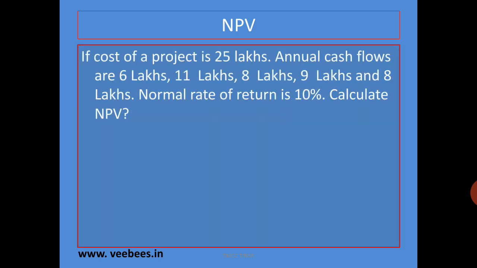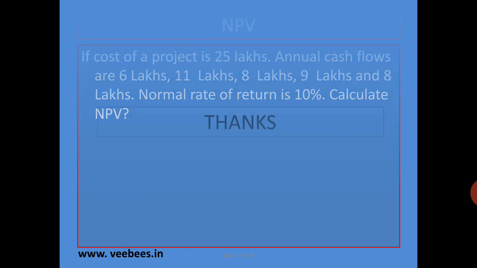I am giving you one example. If cost of a project is 25 lakhs, annual cash flows are 6 lakhs, 11 lakhs, 8 lakhs, 9 lakhs and 8 lakhs. The rate of return for finding the PVF is the cost of capital. Then calculate NPV. Okay, thank you.